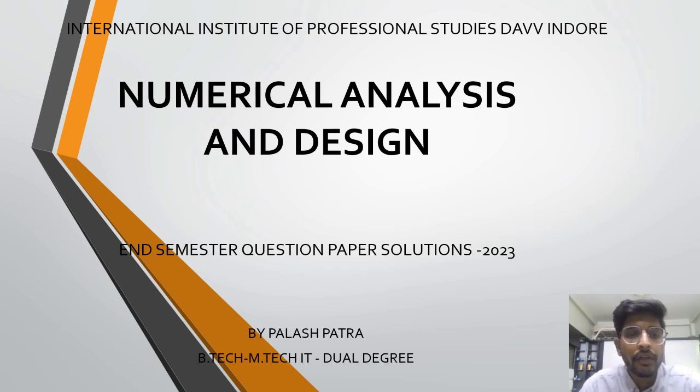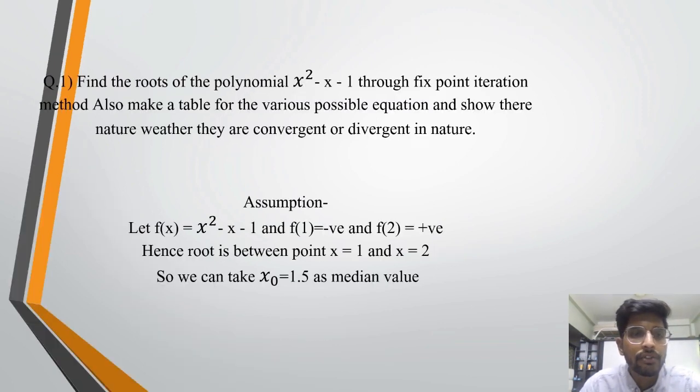In this video, we will be going through the solutions of the end semester question paper on numerical analysis and design given by Dr. Shaligram Prajapat sir. So let's begin. The first question is: find the root of the polynomial x square minus x minus 1 through the fixed point iteration method.